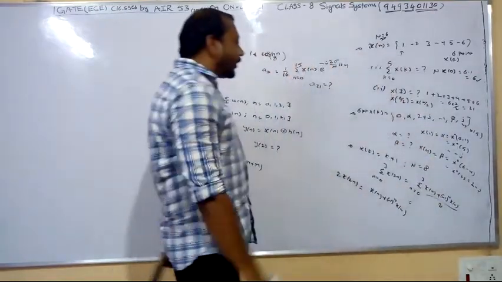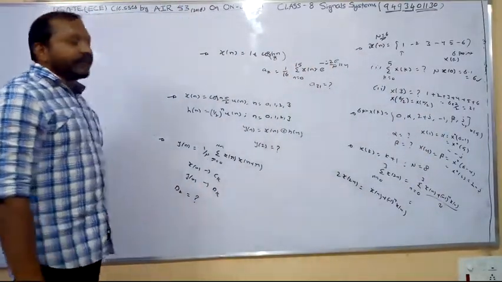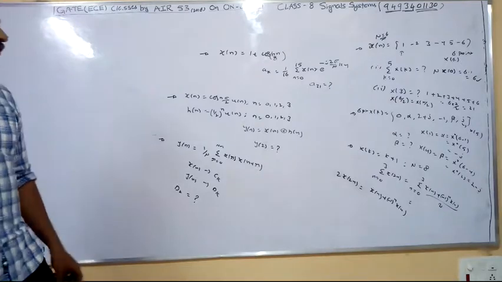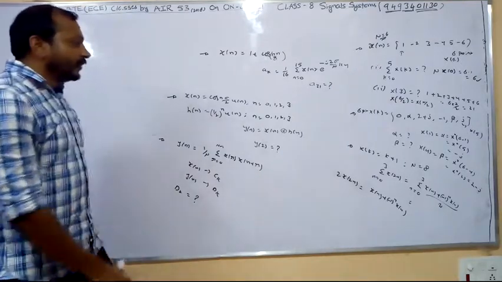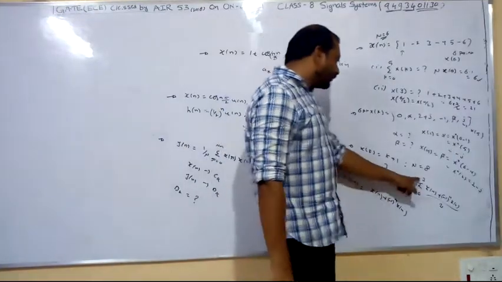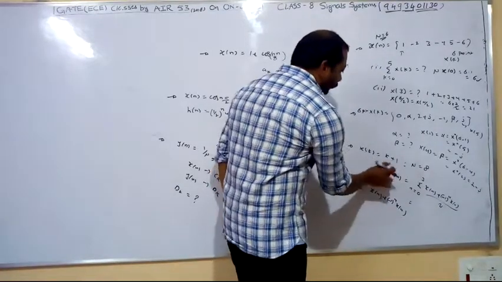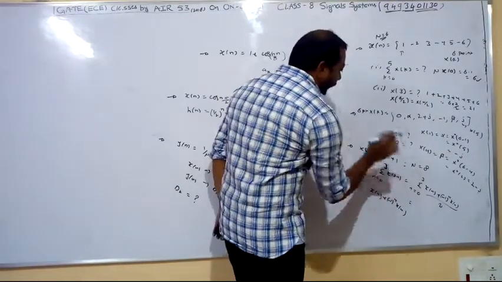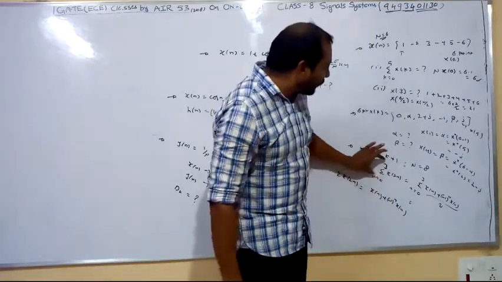So what is the value of this? Sigma n equal to 0 to 3 of x of 2n means the summation of all the sample values. Here what you have to consider is n from 0 to 3. About the x of 2n, the corresponding sample values are 0 to 3.